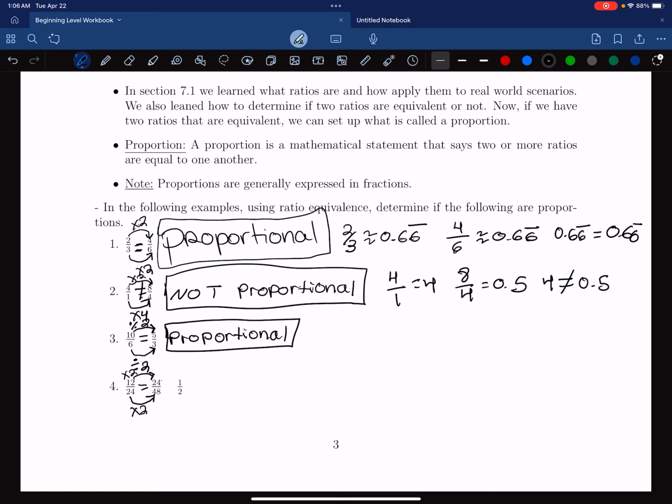And then from here, what you can do to get from 24 to 1 is to divide by 24. And then to get from 48 to 2, you can also divide by 24. So since we're dividing by both the same values, this is also equal. So since all of these three fractions are equal to each other in value, they are also proportional to each other.